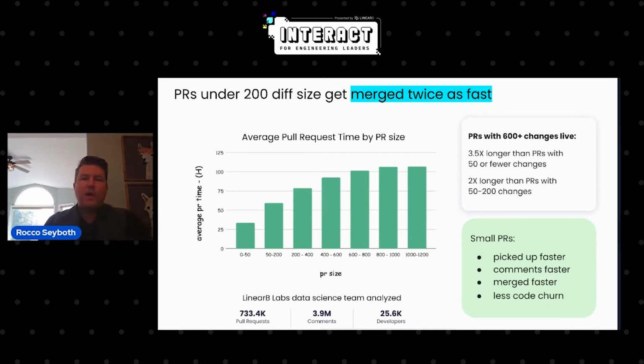It takes us twice as long to review those than if the PR is 200 lines of code. And it takes us 3.5 times longer to review PRs that are 50 lines of code or more. And again, this comes from analyzing almost 4 million comments from 700K pull requests across those 26,000 developers. So this is proof that it's not just general agile best practices, keep the chunks of work smaller. The magic number is 200 lines of code.